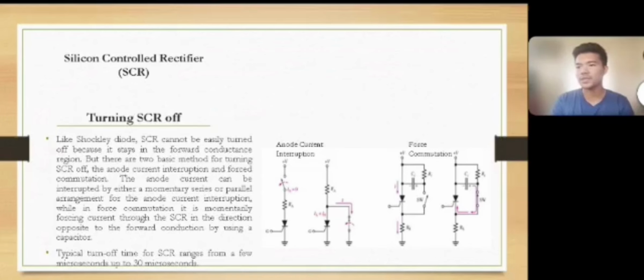Now for the forced current commutation, it is done by momentarily forcing current through the SCR in the direction opposite to the forward conduction by using a capacitor, which we can see in the diagram.